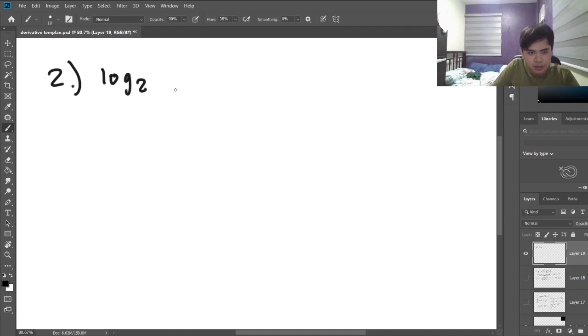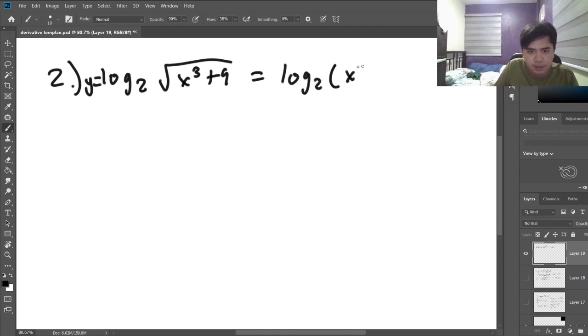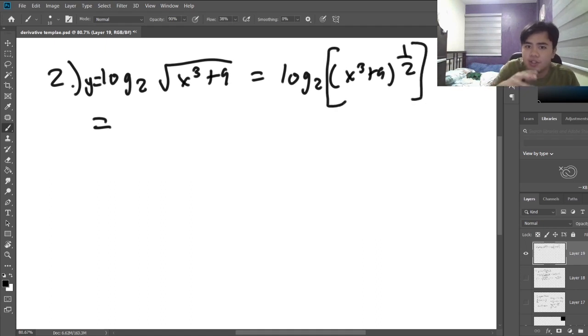Log base 2 of square root of x cubed plus 9. Normally, square roots would be annoying to deal with, but because of the properties of logarithms, we can bring the square root outside. How can we do that? Here's how. We do know that this is equal to log base 2 of x cubed plus 9 quantity to the power of 1/2. The square root and to the power 1/2 are the same thing. So we can bring the 1/2, the power, because it is within the logarithm. We can bring the power outside. So we can do this. 1/2 log base 2 of x cubed plus 9.